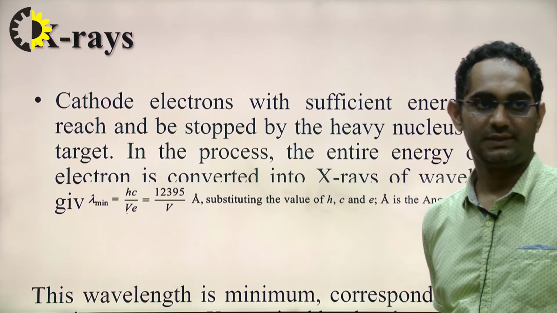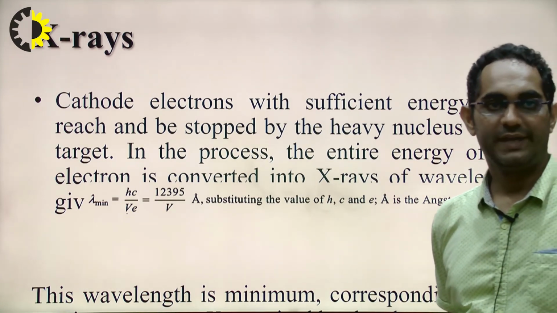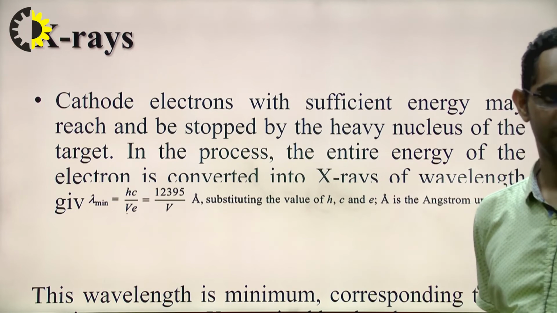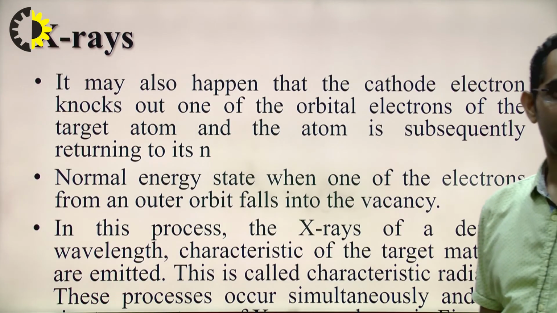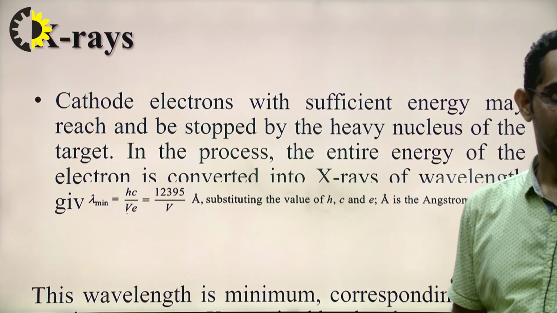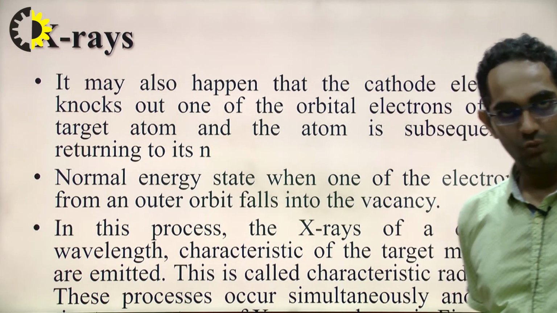So, its value is in angstrom. Substituting the value of hc and e, angstrom is the unit. So, this wavelength is minimum corresponding to the size given.